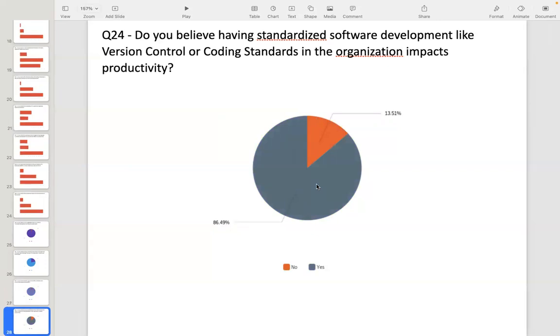And this is also a no-brainer question. Do you believe that having standardized software development like version control or coding standards impacts productivity? So we expected people to also give a majority of yes, which we also got. And there's one textual question on this where we asked the people what is the tool that they have used that has improved their productivity, and they have given a lot of tools.